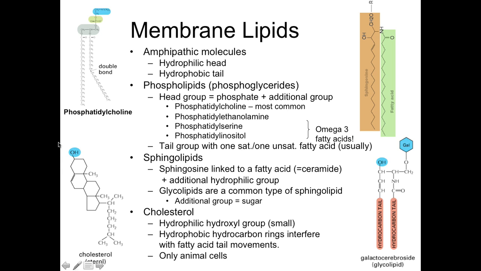Cholesterol is found in animal cell plasma membranes, and it acts to maintain an intermediate fluidity. Okay, a lot of people want to say that cholesterol makes the membrane more fluid, but that's only true in some situations, and we'll talk about cholesterol a little bit more later.